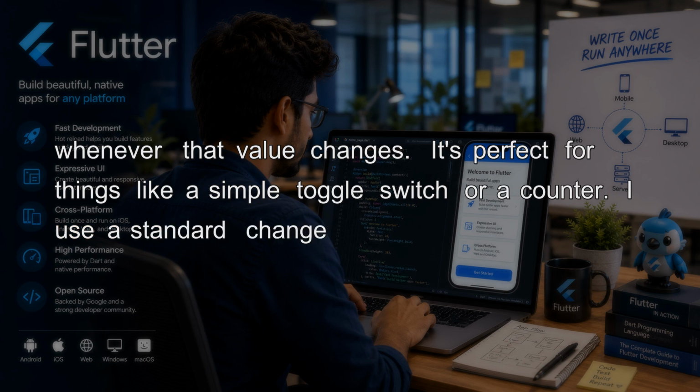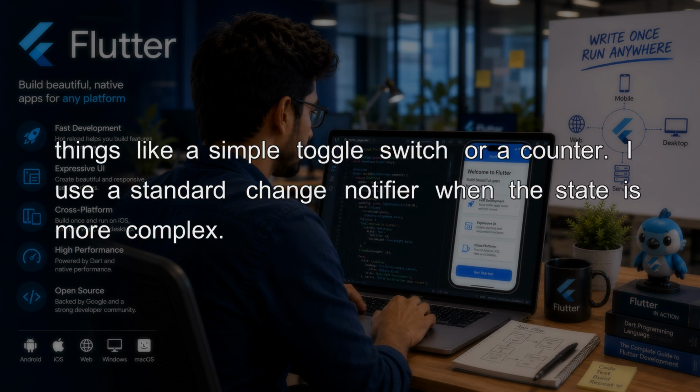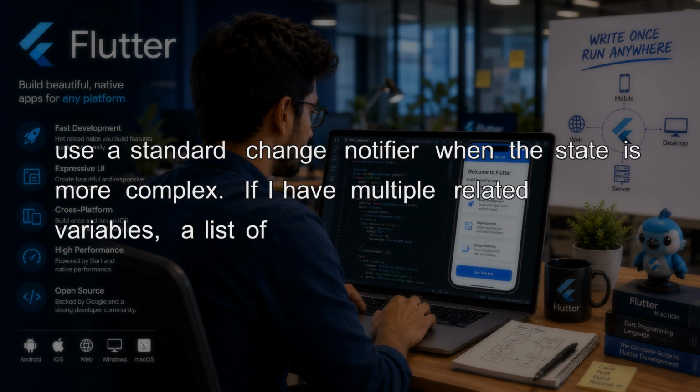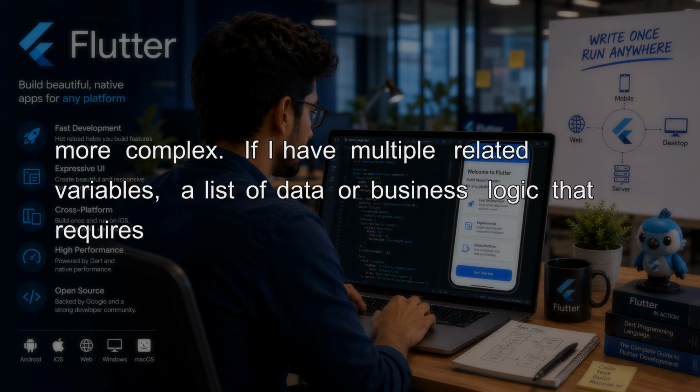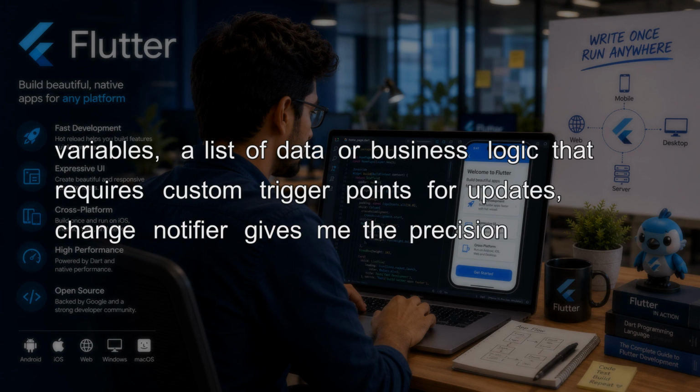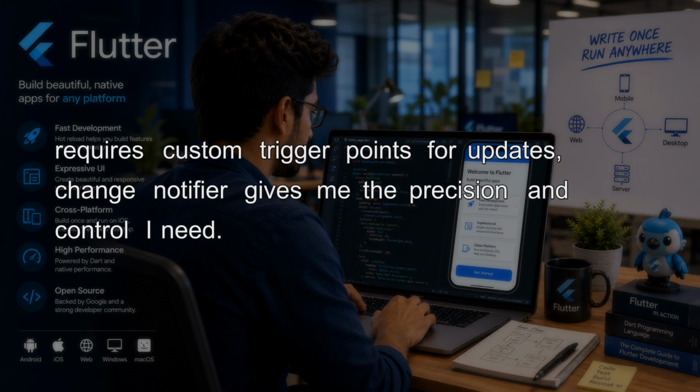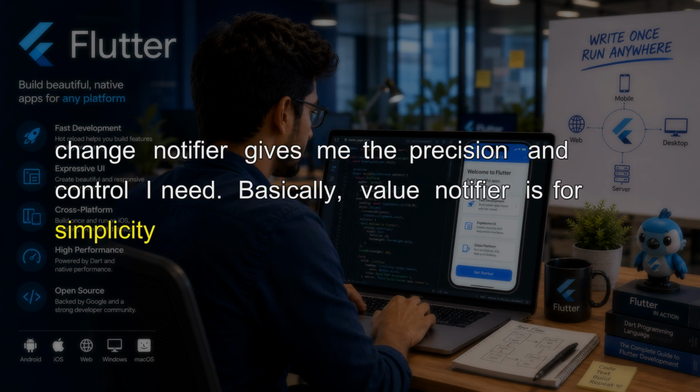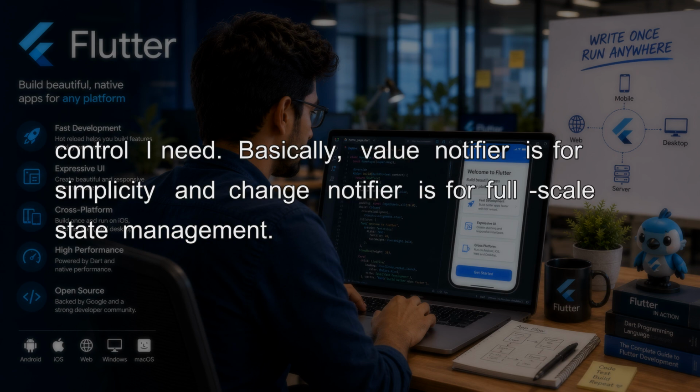I use a standard ChangeNotifier when the state is more complex. If I have multiple related variables, a list of data, or business logic that requires custom trigger points for updates, ChangeNotifier gives me the precision and control I need. Basically, ValueNotifier is for simplicity, and ChangeNotifier is for full-scale state management.